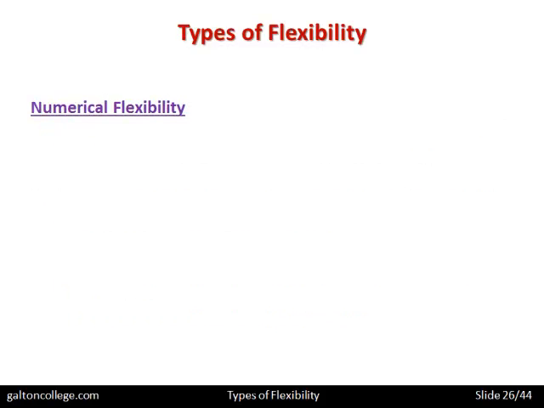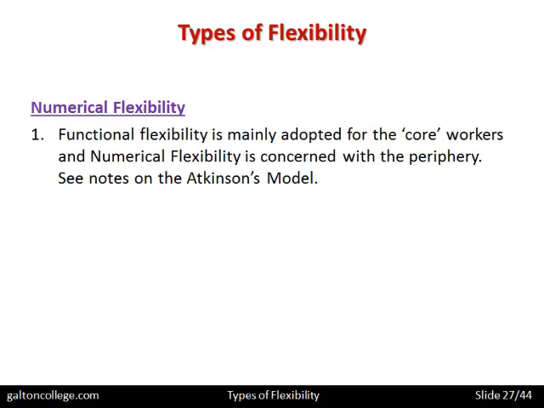Now there's numerical flexibility. Well, numerical flexibility is mainly adopted for the core workers. Functional flexibility is for the core workers, and numerical flexibility is concerned with the periphery. Now this is based on the work of Atkinson, and the Atkinson model is made available in separate notes on the course where you can read up what was meant by this. There are some PDFs, for example, and also a video pending on this one. But as far as we're concerned here, numerical flexibility is concerned with the periphery.